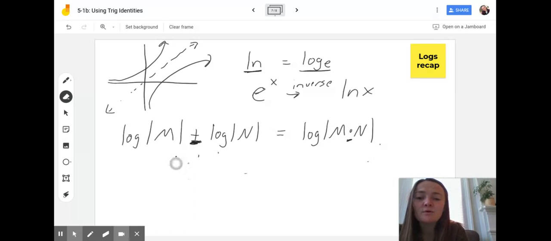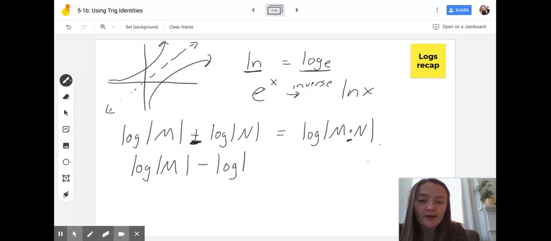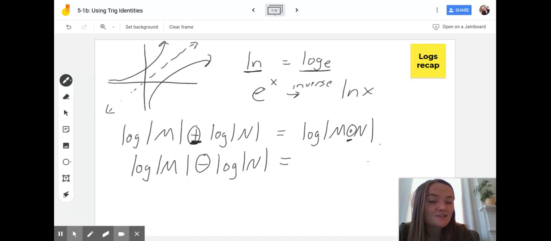The next rule is this. We'll do division. If I have log of m minus log of n, that is the same thing. And let's think, okay, addition is usually connected to multiplication. Subtraction is connected to division. So this is the log of m divided by n.